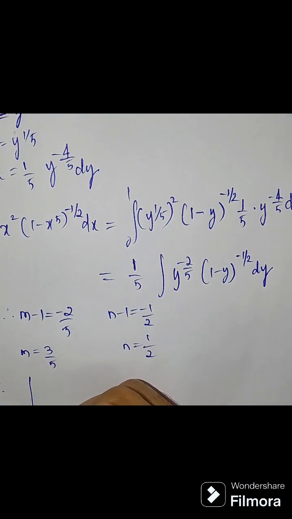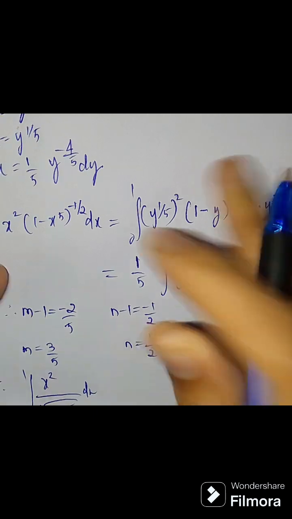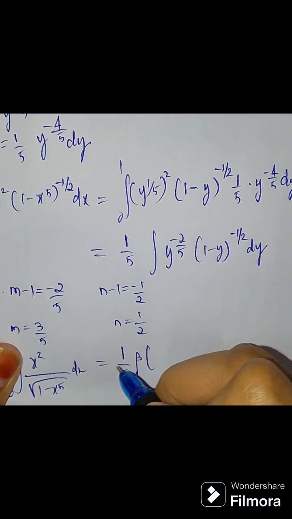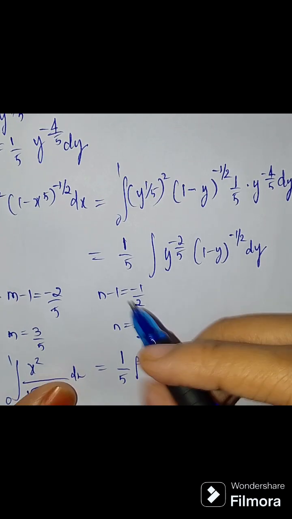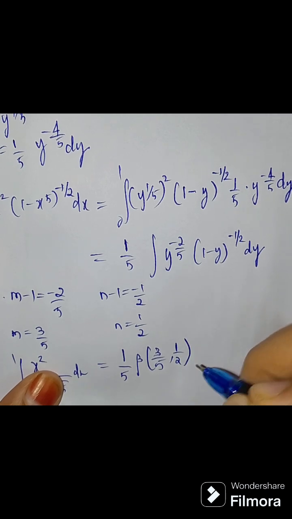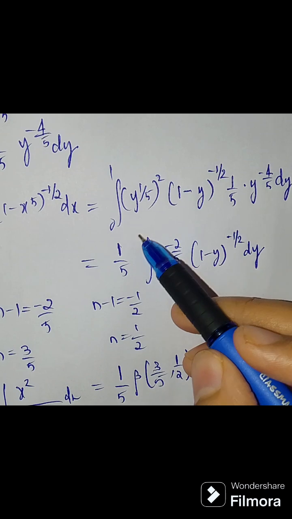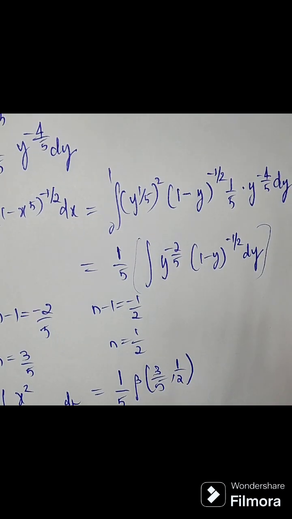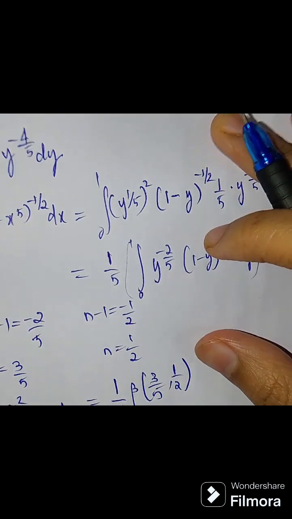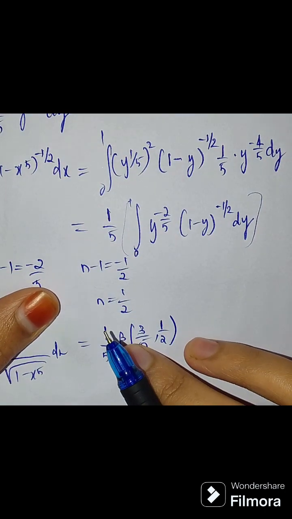Therefore the integral from 0 to 1 of x square by root 1 minus x power 5 dx is 1 by 5 beta of m comma n. What is my m? 3 by 5. What is my n? 1 by 2. Okay, so it's done. So this I wrote, beta of something. These are the limits 0 to 1. The question is evaluate in terms of beta function, so I'm leaving my answer here.